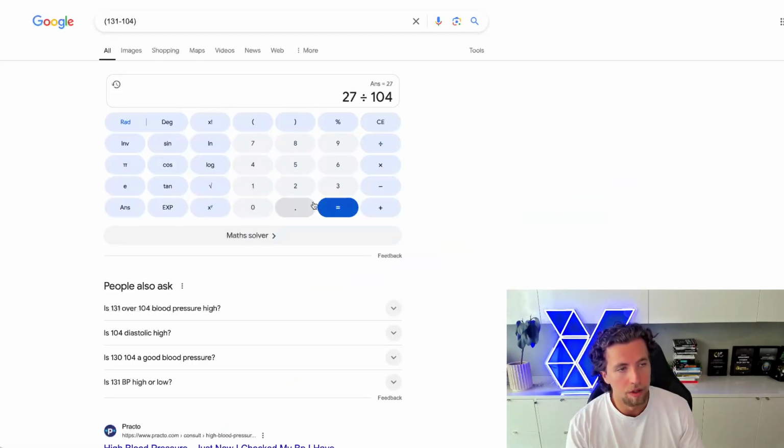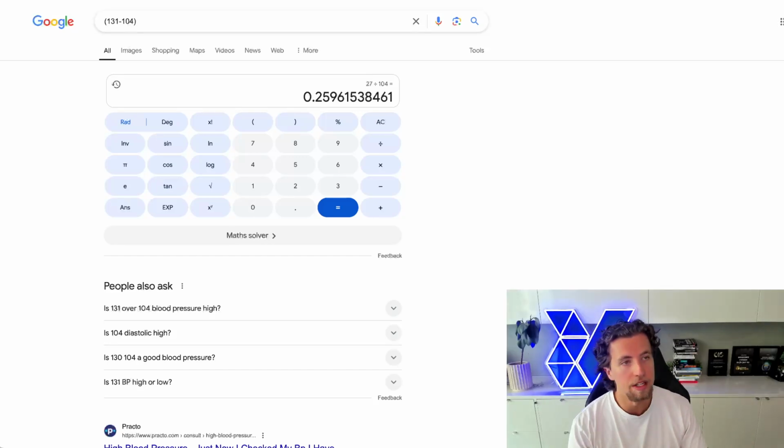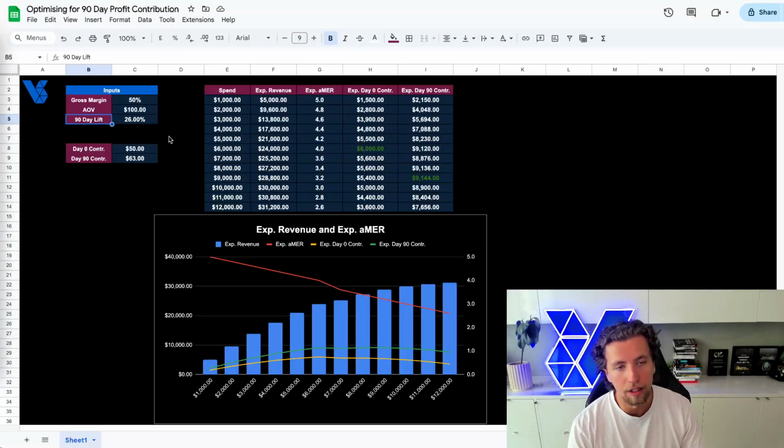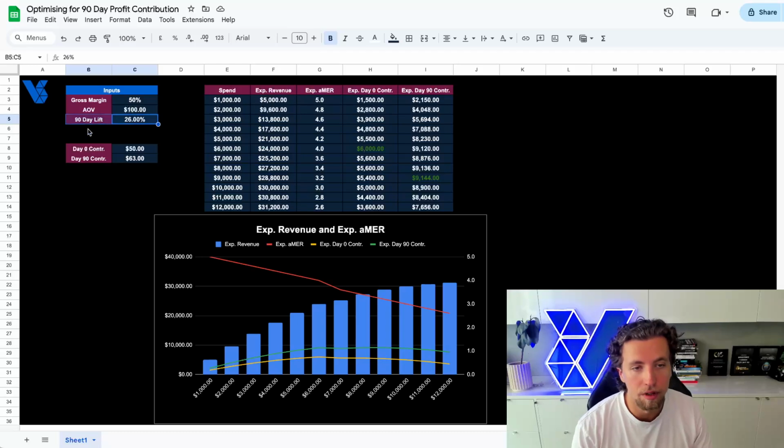We can divide by 104, and that gives us 25.96% lift. And so that's how much lift we get in revenue from a customer within the first 90 days of them being acquired. And that's obviously being inputted right here.